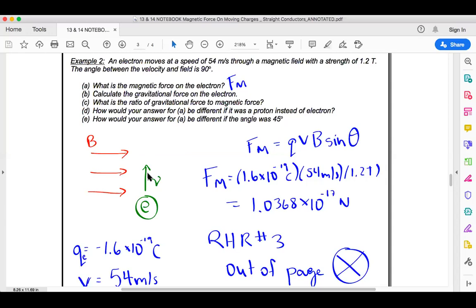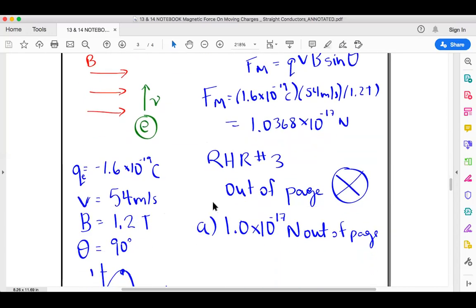Do you see how your palm is pushing into the page? But it says that it's an electron. So what we really need to do is flip our answer so it's out of the page. So our final answer is 1.0 times 10 to the minus 17 newtons out of the page.